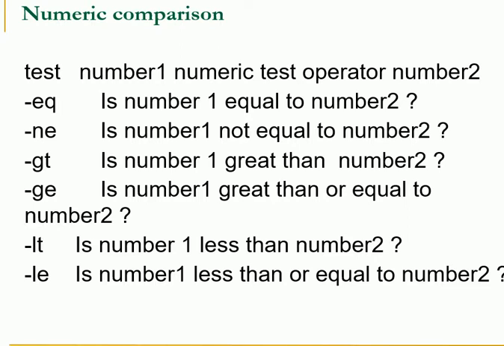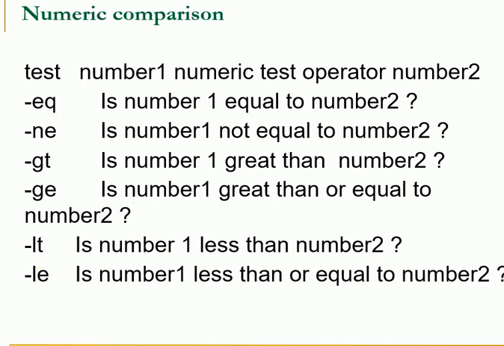When we are using the if statement, depending on what data we are using, we have to use different options. If we are using numeric data, then we have to use operators like less than, greater than, equal to, not equal to. In C++, we are used to using these symbols as they are. But in shell scripting, we cannot use these symbols as they are. Instead, we have to use some mnemonics: -eq for equal to, -ne for not equal to, -gt for greater than, -ge for greater than or equal to, -lt for less than, and -le for less than or equal to.